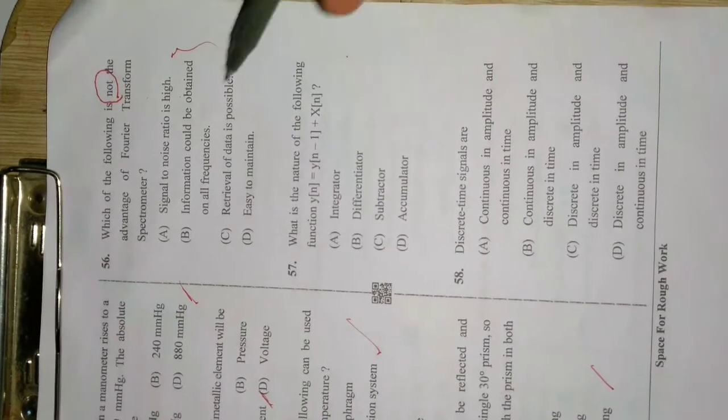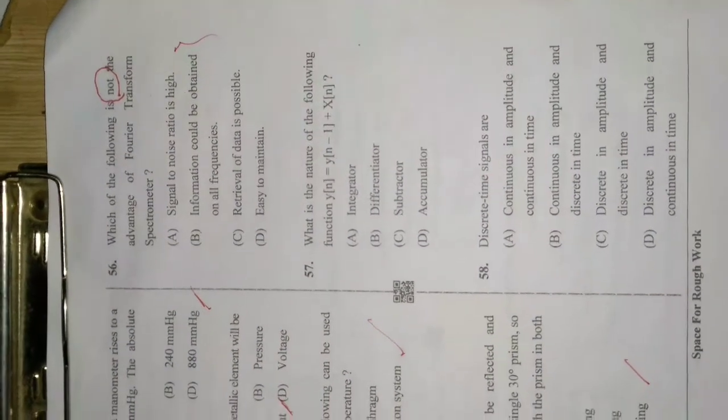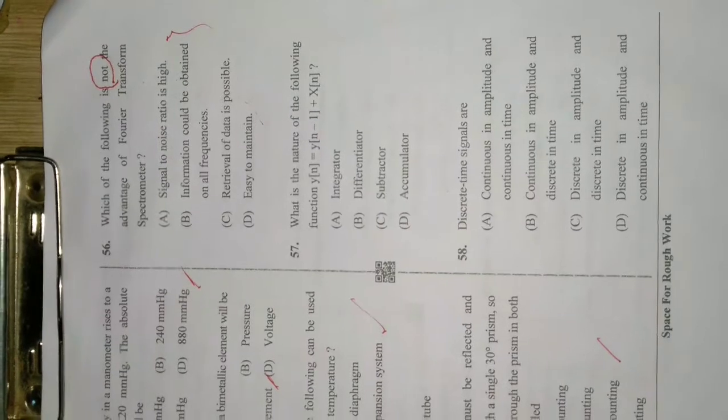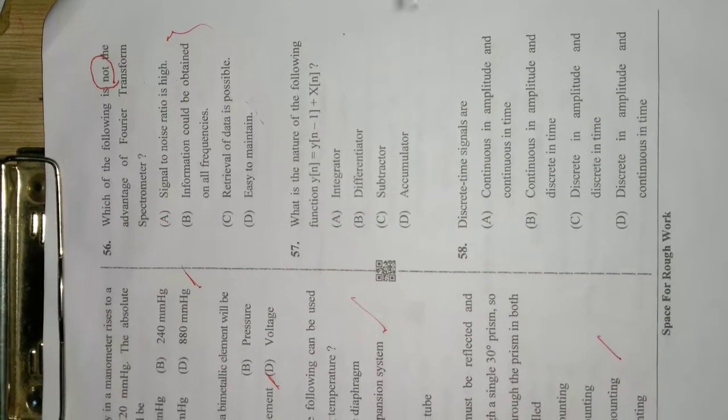So if we are getting this much of options or this much of facilities, then obviously it is not easy for us to construct, design or to maintain. Okay, so option D is the correct answer here.